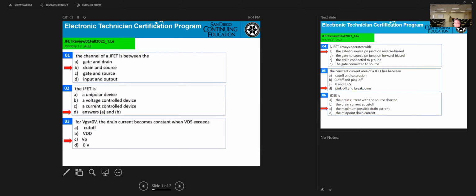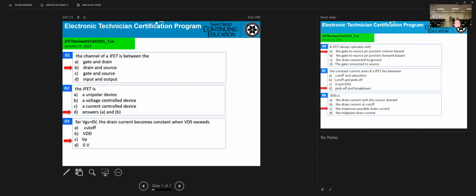Number two, a JFET is a unipolar device and a voltage controlled device. You understand the bipolar and PNP transistor will be a current controlled device. Number two will be D.